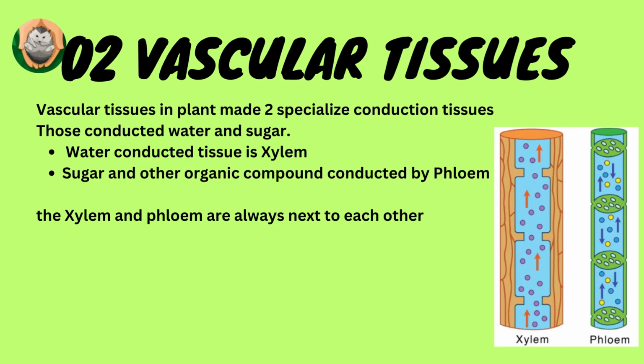Secondly, let's learn what vascular tissues are. Vascular tissues in plants are made of two specialized conduction tissues. Those tissues conduct water, sugar, and organic compounds. Water is conducted by a tissue called xylem, and sugar and the organic compounds are conducted by phloem tissues.